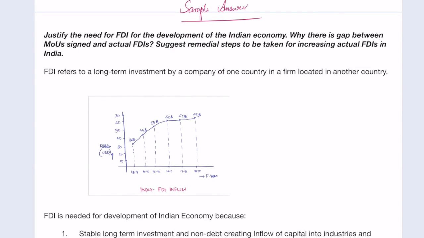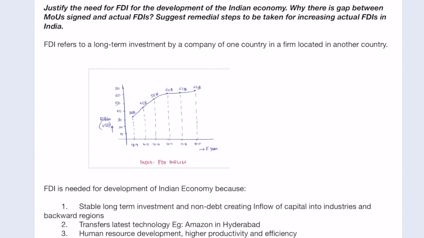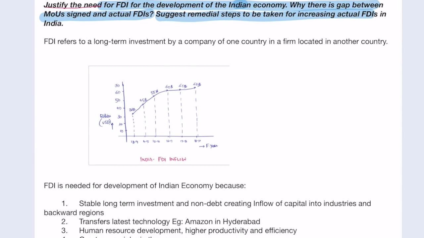Now let us understand the principles discussed here through a sample answer. The question goes along the lines of justify the need for FDI for the development of Indian economy. Why is there a gap between MOUs signed and actual FDIs? Suggest remedial steps for increasing actual FDIs in India. Now, as we have discussed, it's always suggested to start your answer with an introduction. So here we introduce saying FDI refers to long-term investment by a company of one country in a firm located in another country. Simple and sweet. We also throw in a statistic, a chart that shows FDI inflow in the past 5-6 years into India.